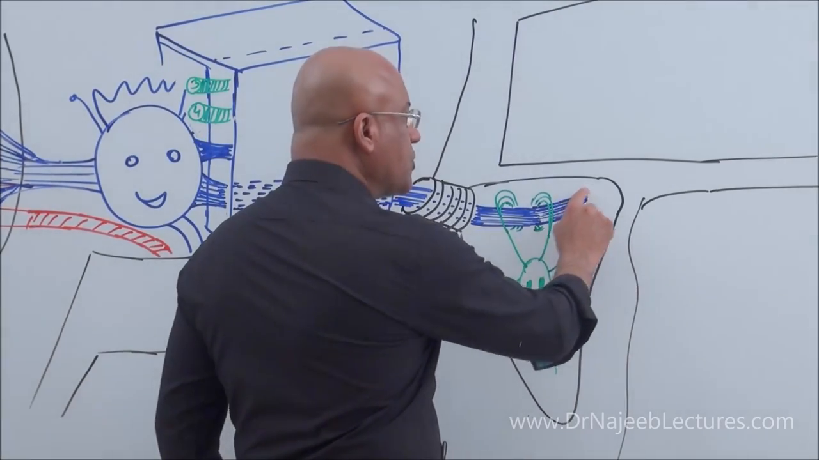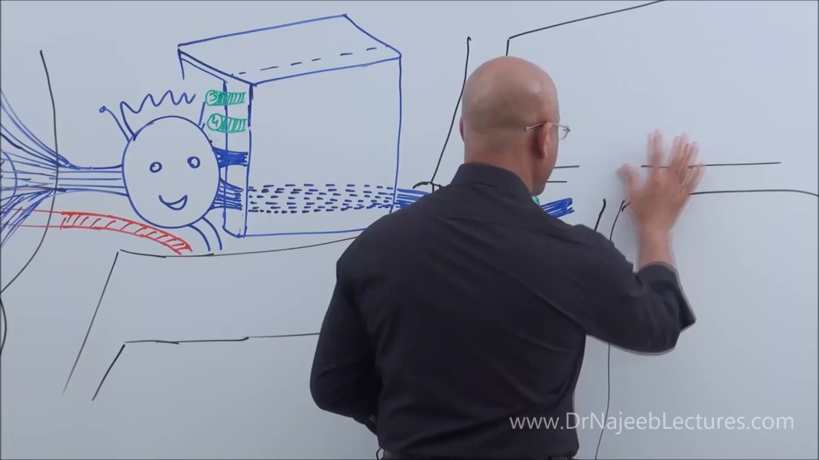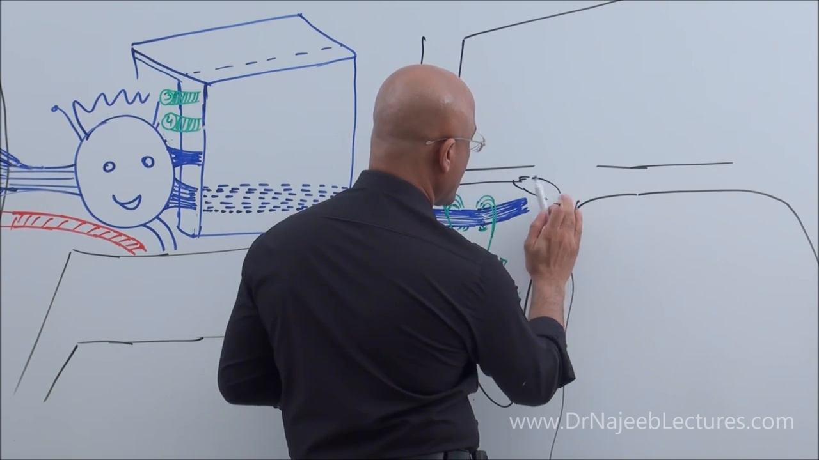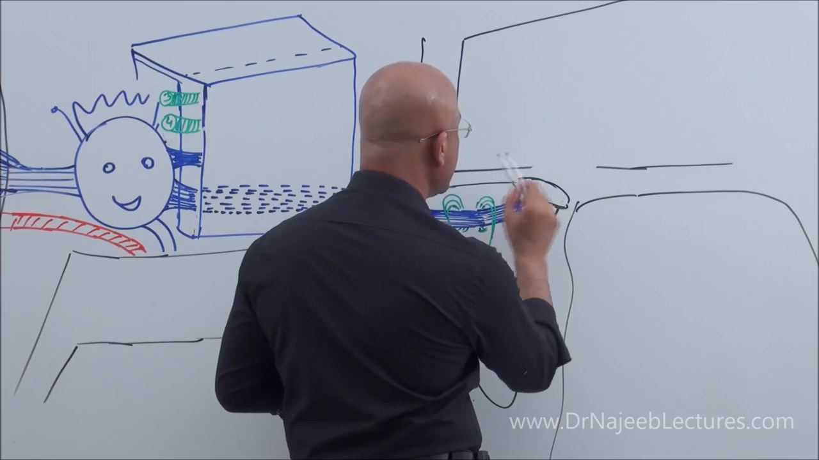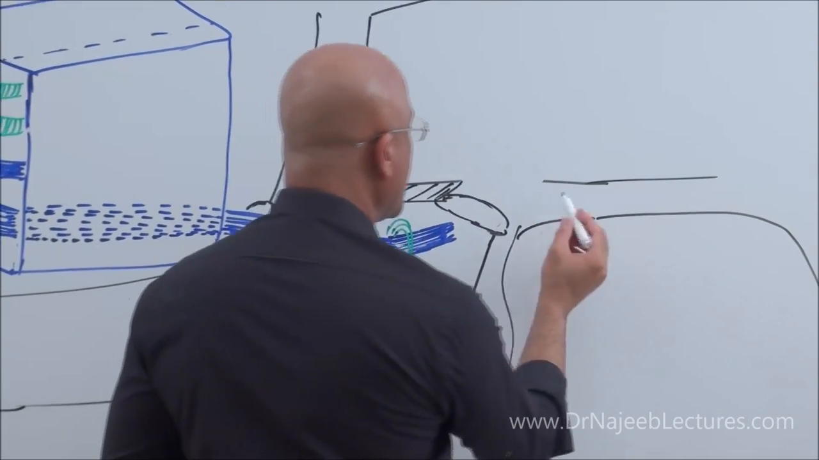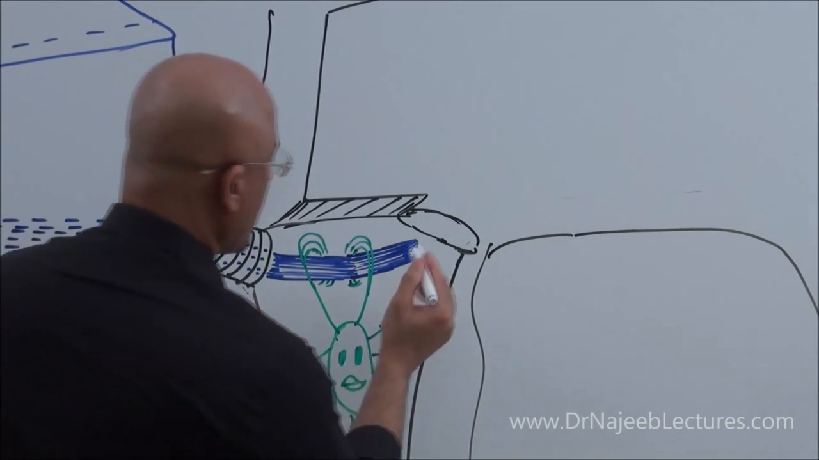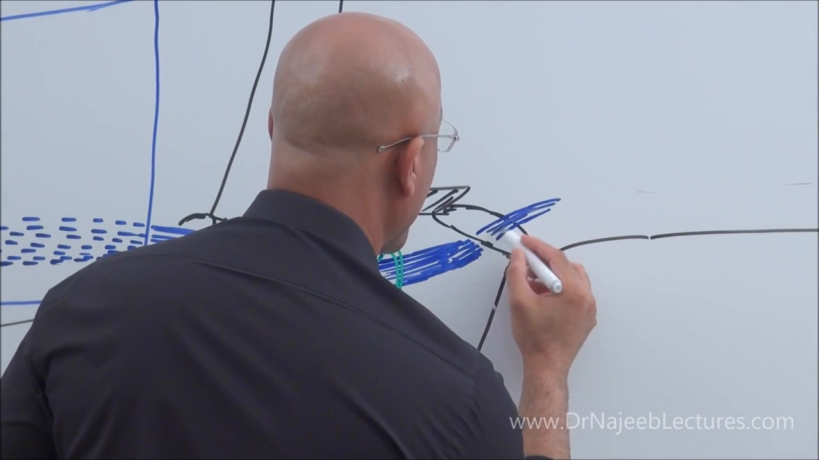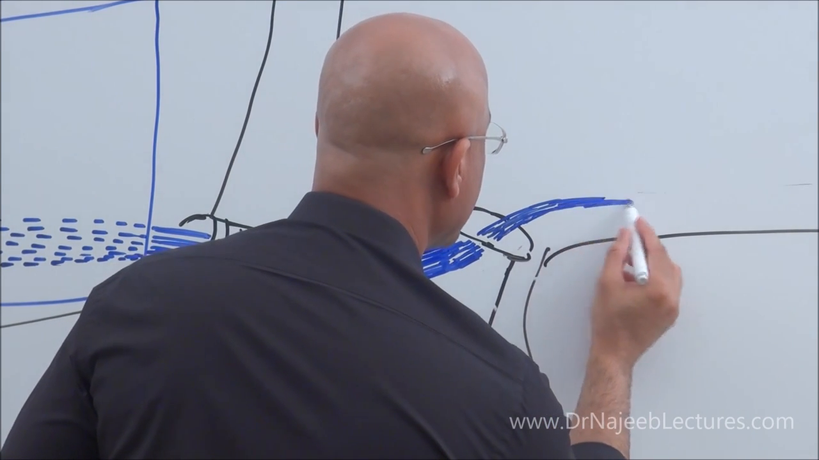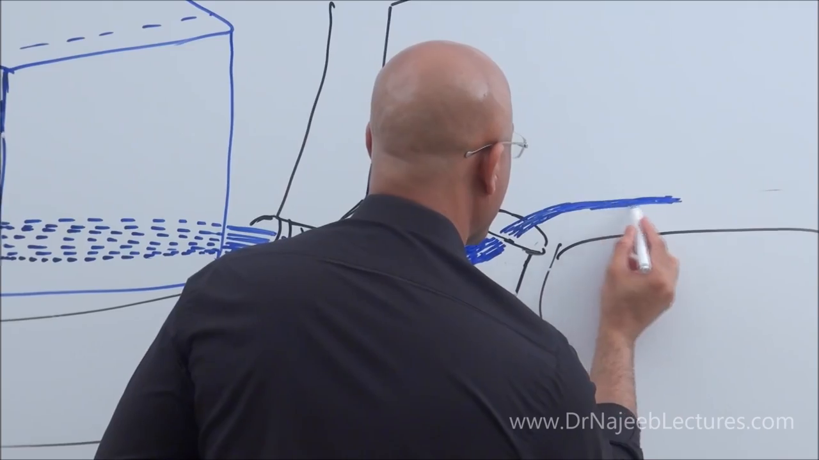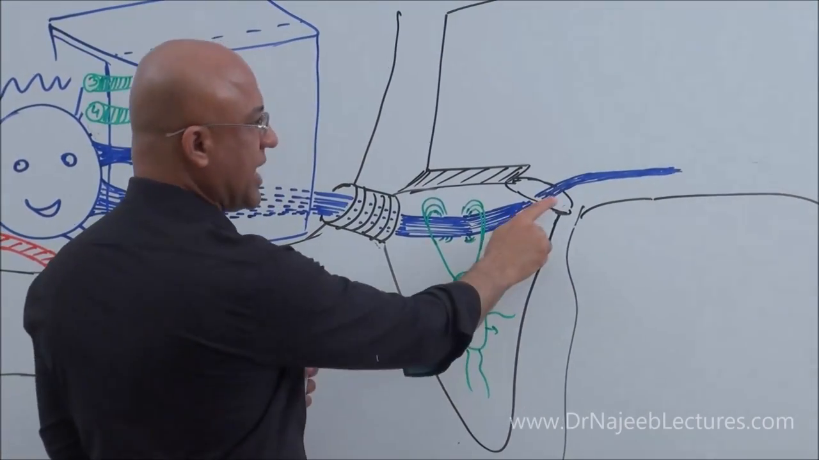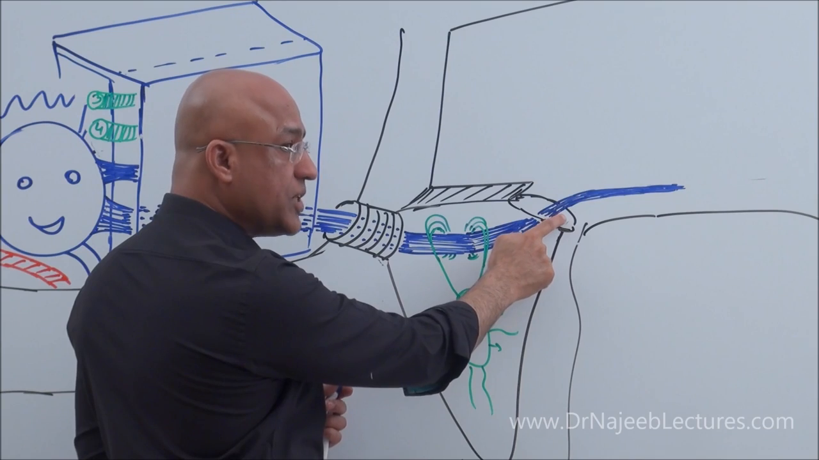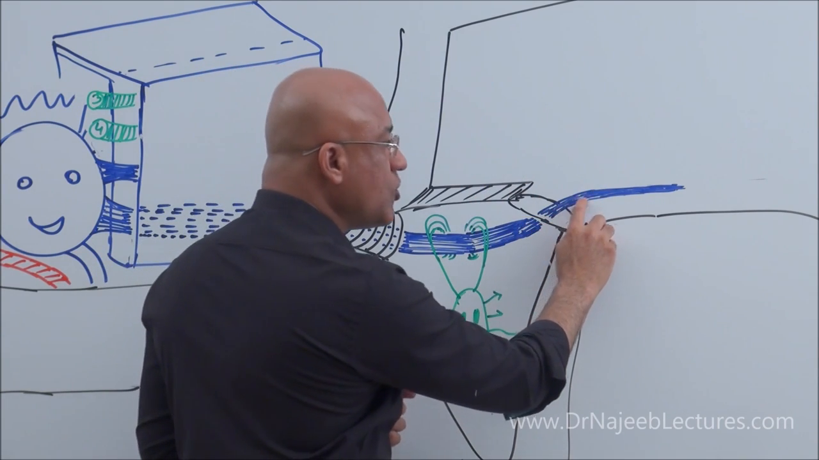Now, as it moves interiorly through the inferior orbital fissure, very good, through the inferior orbital fissure, it enters into the floor of orbit. As soon as it leaves the pterygopalatine fossa through what? Inferior orbital fissure, and enters into the floor of the orbit.